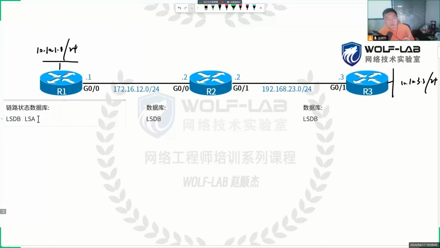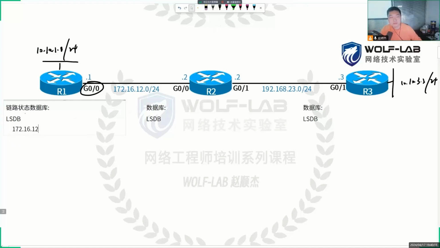What exactly does this mean? For example, when we activate the 0/0 interface and let it run a link state routing protocol, such as OSPF, we then store the link state information of the 0/0 interface into our database. For instance, the address of my 0/0 interface on R1 is 172.16.12.1, and this address is part of a network segment, the 172.16.12.0/24 network segment. This is for R1.